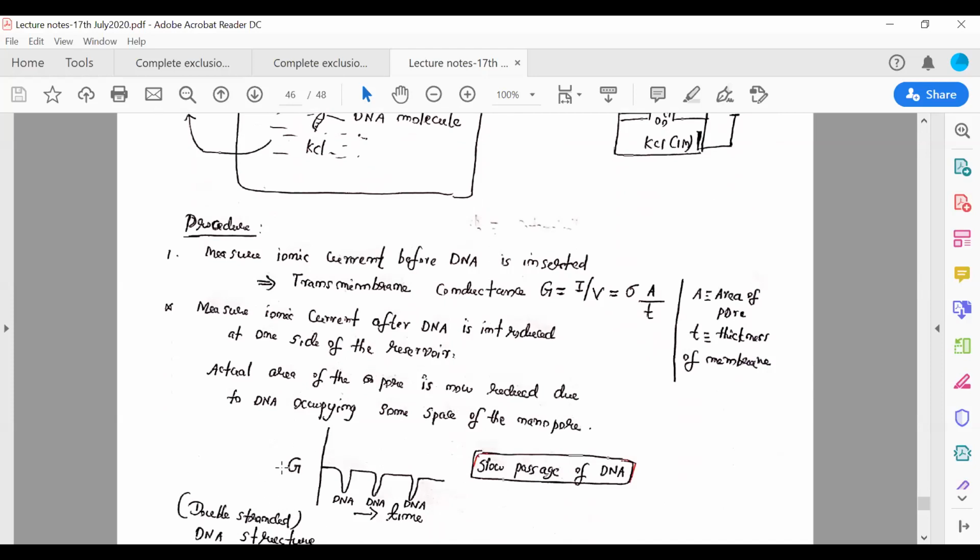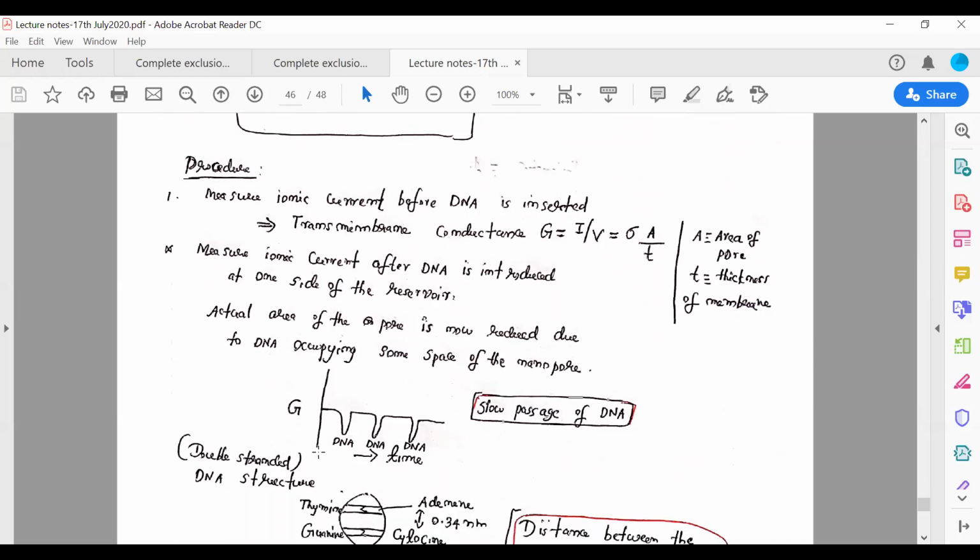So if you measure conductance as a function of time, you will see a pattern like this. As soon as the DNA enters into the nanopore, your conductance G is I by V, and we are keeping the same voltage. For a constant voltage, the conductance or the current looks like this. It drops as soon as the DNA enters the nanopore. Then once it comes out of the nanopore, it regains the original value, and then a second DNA molecule enters, and again it drops. This is what is happening.